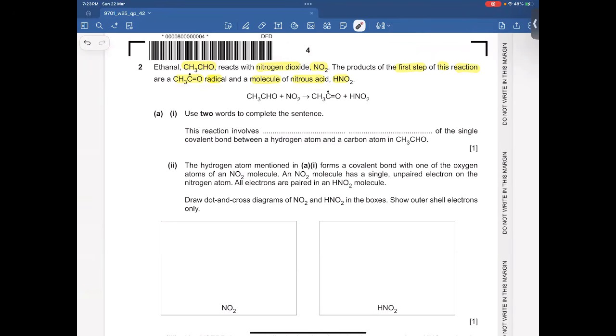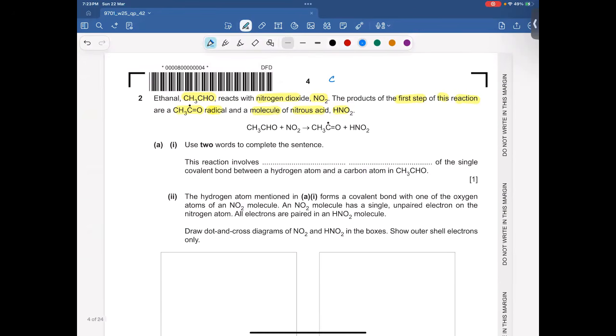So formation of a radical always occurs because of the homolytic fission between carbon and hydrogen, right? Oh yes, that's logical. So see, guys, this is the structure of ethanal.